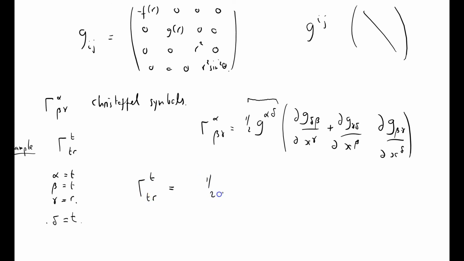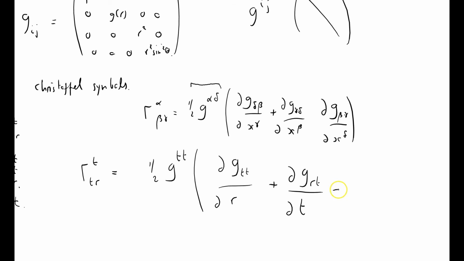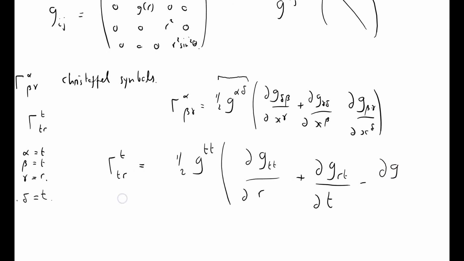So that equals gamma t, tr. Let me get this right. It's a half g alpha equals t, delta equals t, times the partial of g delta t, with beta equal to t as well, by the partial of x gamma, where gamma is r, plus the partial of g gamma equals r, delta equals t by the partial of x beta, minus the partial of g beta equals t, gamma equals r, by the partial of x delta, and we know that delta is t.